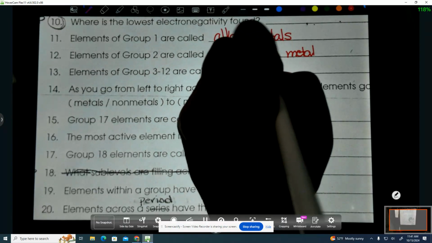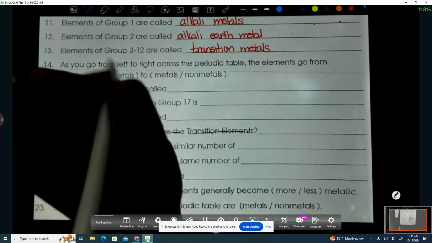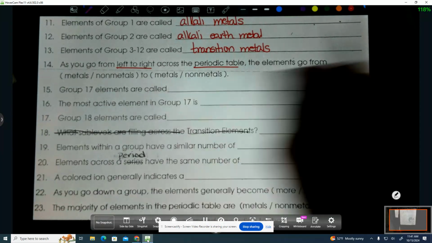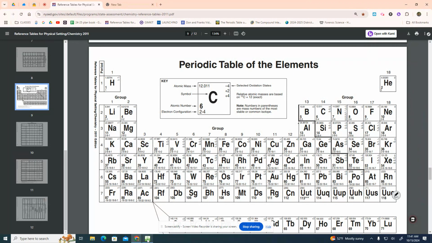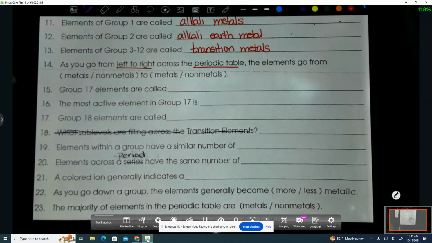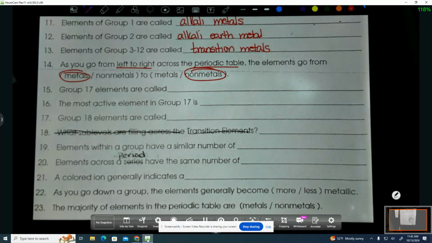Groups 3 through 12 are called the transition metals. As you go from left to right across the periodic table, so if I'm going from lithium to fluorine or neon, the elements go from being what to being what? Metal to non-metal. That means the metallic character, that's the word they're going to use, is going to decrease as you go from left to right.